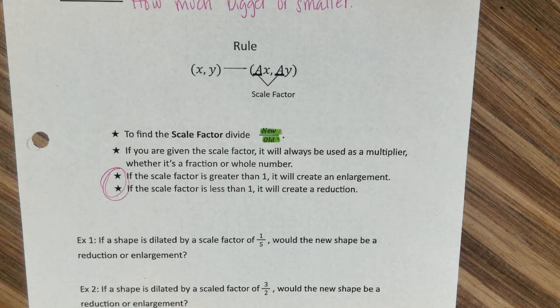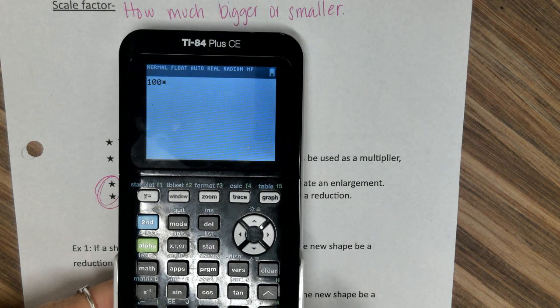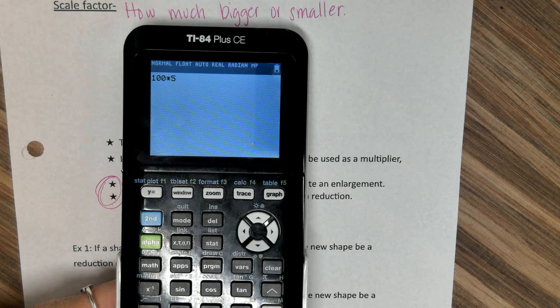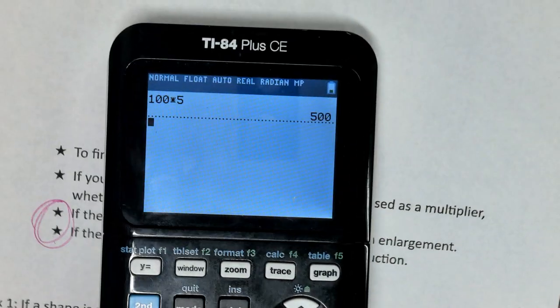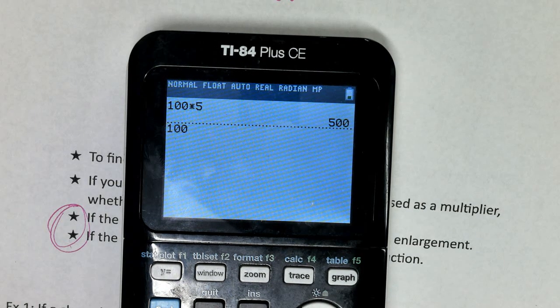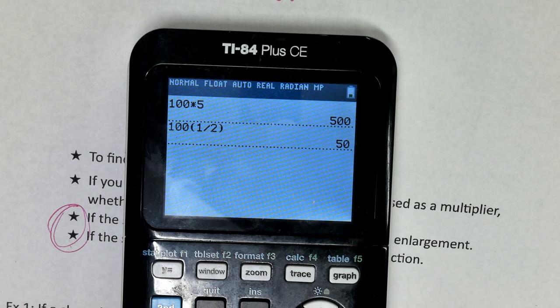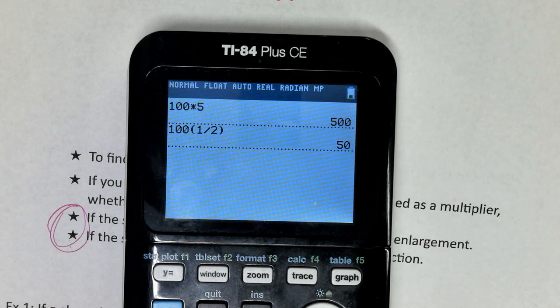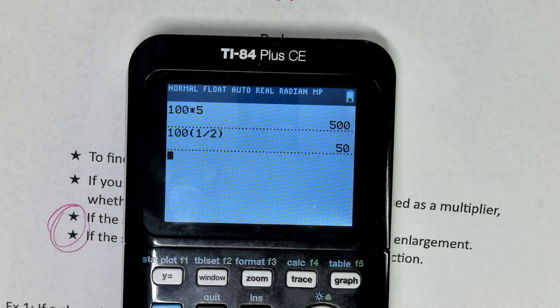So how can I make 100 smaller by multiplying? I'm going to show y'all. If I multiply 100 by 5, is it going to get bigger or smaller? It's going to get bigger. Did it get bigger? All right, so how would I make it smaller? What if I multiply 100 by a fraction that's less than 1? Like, what about 1/2? Did it get smaller? So you can make a number smaller by multiplying by a number less than 1.